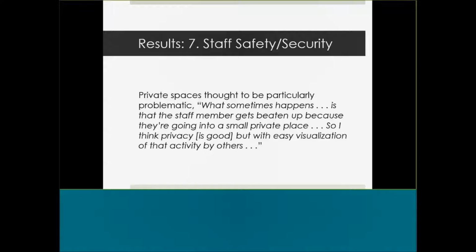But this notion of providing staff safety and security was thought to be very important. They say what sometimes happens is that a staff member gets beaten up because they're going to a small private space. This works both ways, by the way, because if you have a staff member and a patient in a place that's not observed, the patient can hurt the staff, or the staff can hurt the patient. There's nobody there to monitor. So it's something that we need to avoid.